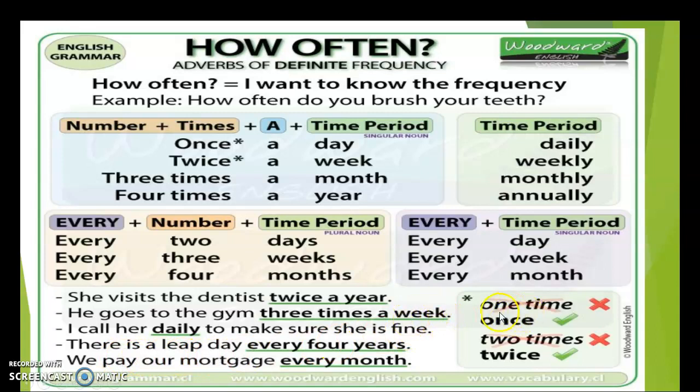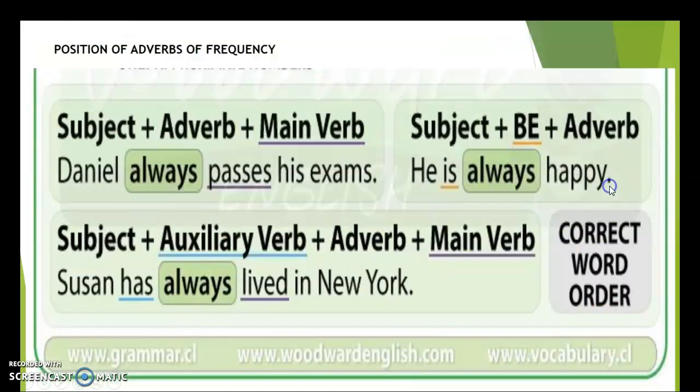I want you guys to avoid this. So, don't say one time. Instead of saying one time, you must say once. Here, 2 times. Instead of saying 2 times, you say twice. Let's continue.